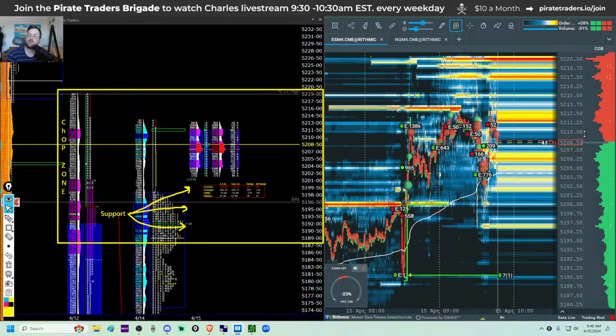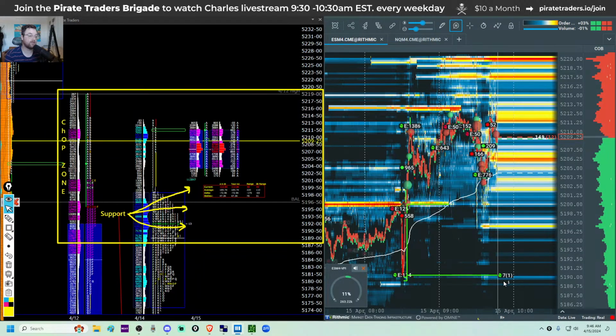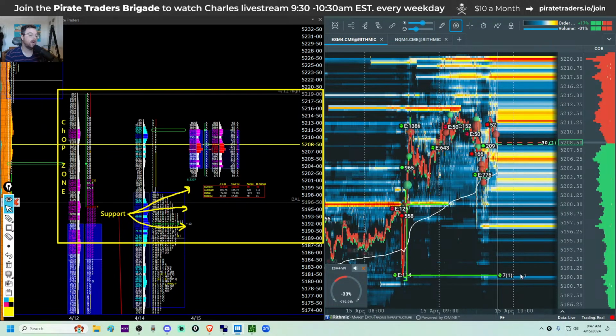Marinal says, how big is the liquidity of 5190 and what does 7-1 mean? So again, 7-1 just means one computer is trading there, one account. Sometimes it's multiple accounts. Sometimes you'll even see like 10 or 15 accounts trading at an exact level. That's a market maker. But this is just one account is trading there. And so far, it filled 7 contracts.